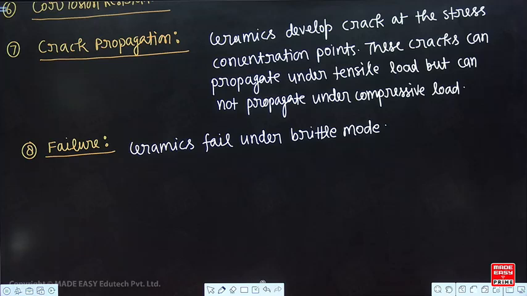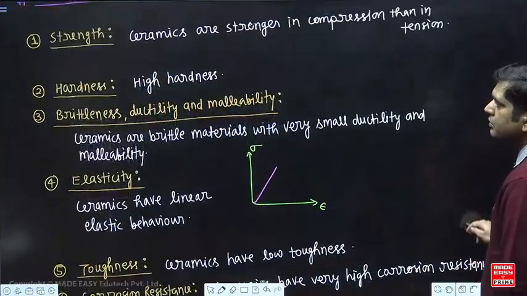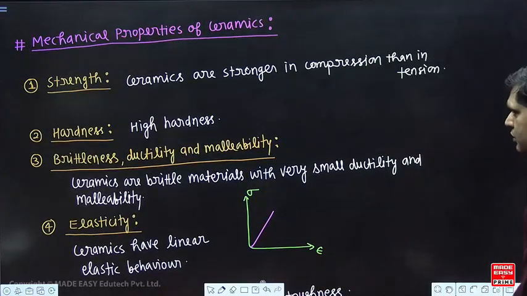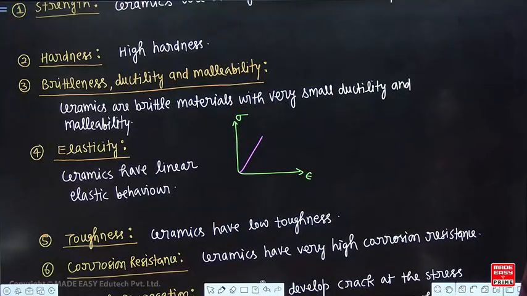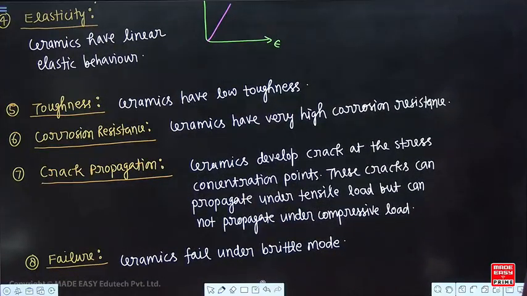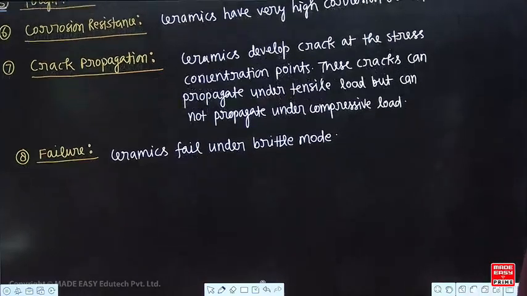Let's go to the thermal properties of these materials quickly. These are all the mechanical properties. Strength: these are stronger in compression than in tension. Then high hardness. Brittleness: ceramics are brittle materials with very small ductility and malleability. Elasticity: linear elastic behavior. Toughness: low toughness. Corrosion resistance: very high. Crack propagation: they develop cracks at stress concentration points, which can propagate under tensile load but not under compressive load. Ceramics fail under brittle mode.